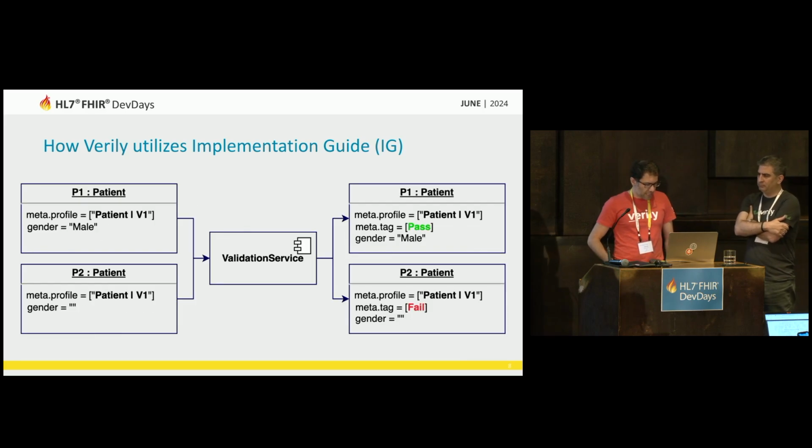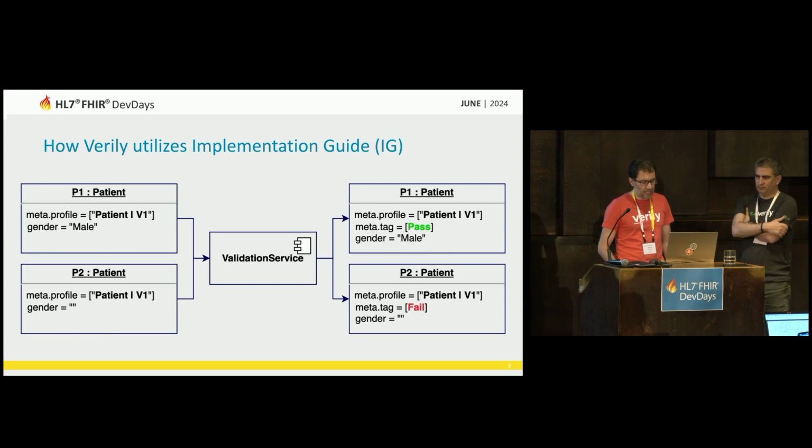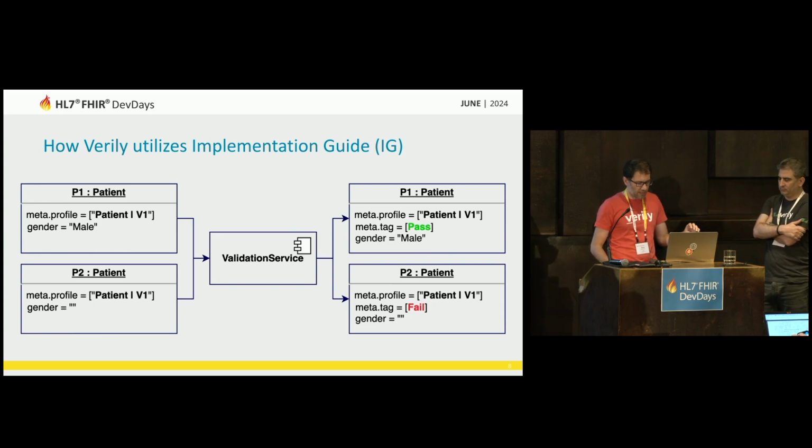So just quickly, continuing on our example, imagine we have two resources, patient 1 and patient 2. In patient 1, we have a value for gender, and patient 2 is missing a gender value. After we persist these two resources into our FHIR store, the validation service is going to go and check the conformance of these two resources.